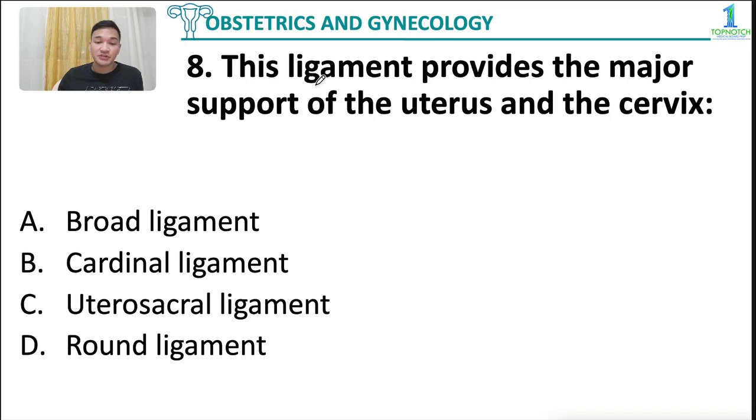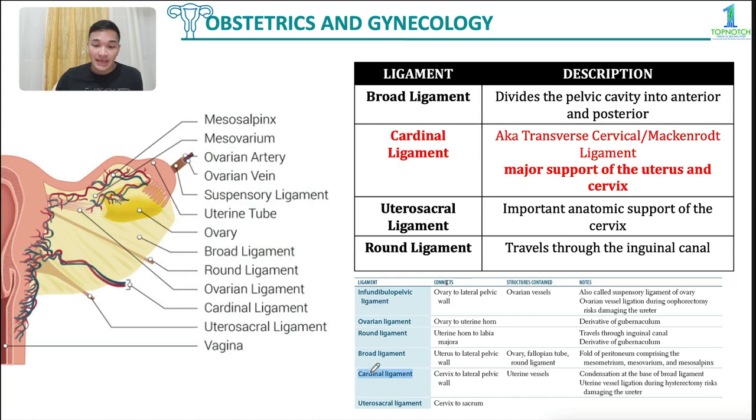So this ligament provides the major support of the uterus and the cervix. The correct answer is cardinal ligament. Okay. And another thing that you should remember about the cardinal ligament is you can damage the ureter malapit sa cardinal ligament during uterine vessel ligation during hysterectomy. Okay? Pero hindi lang sa cardinal ligament mo pwede ma-damage si ureter. You can also damage the ureter during oophorectomy, kasi kanina is hysterectomy. During oophorectomy, pag niligate mo yung ovarian vessel. Okay? So those are the things that you have to remember.